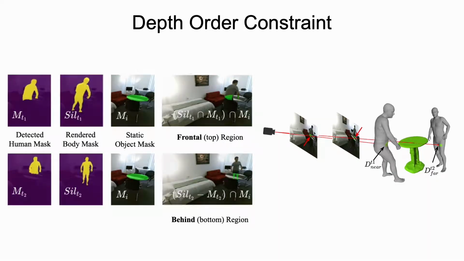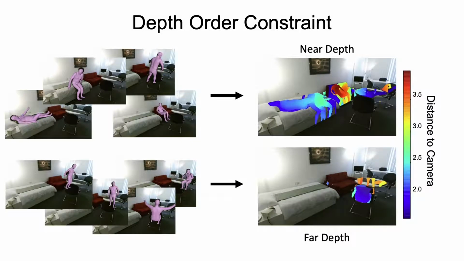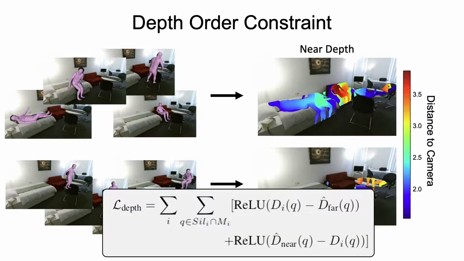First, depth order constraint. Humans that move in a scene occlude objects, or are occluded by objects. We exploit this to constrain the depths of the objects in the scene. Specifically, all frontal bodies provide the near depth range for objects, while all the behind bodies provide the far depth range. We constrain the depth of a projected object to lie in the corresponding range.